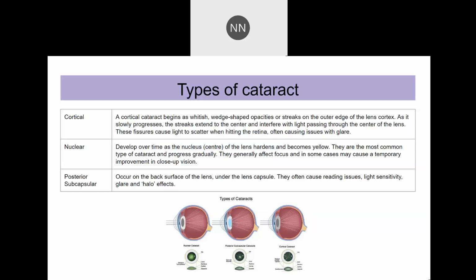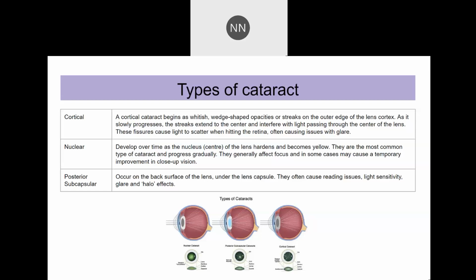The second one, nuclear. So the nuclear cataract develops at the center of the lens. So the center of the lens will become hardened and yellowish in color. It is the most common type of cataract and will progress gradually. And they generally affect focus and in some cases may cause a temporary improvement in close-up vision.